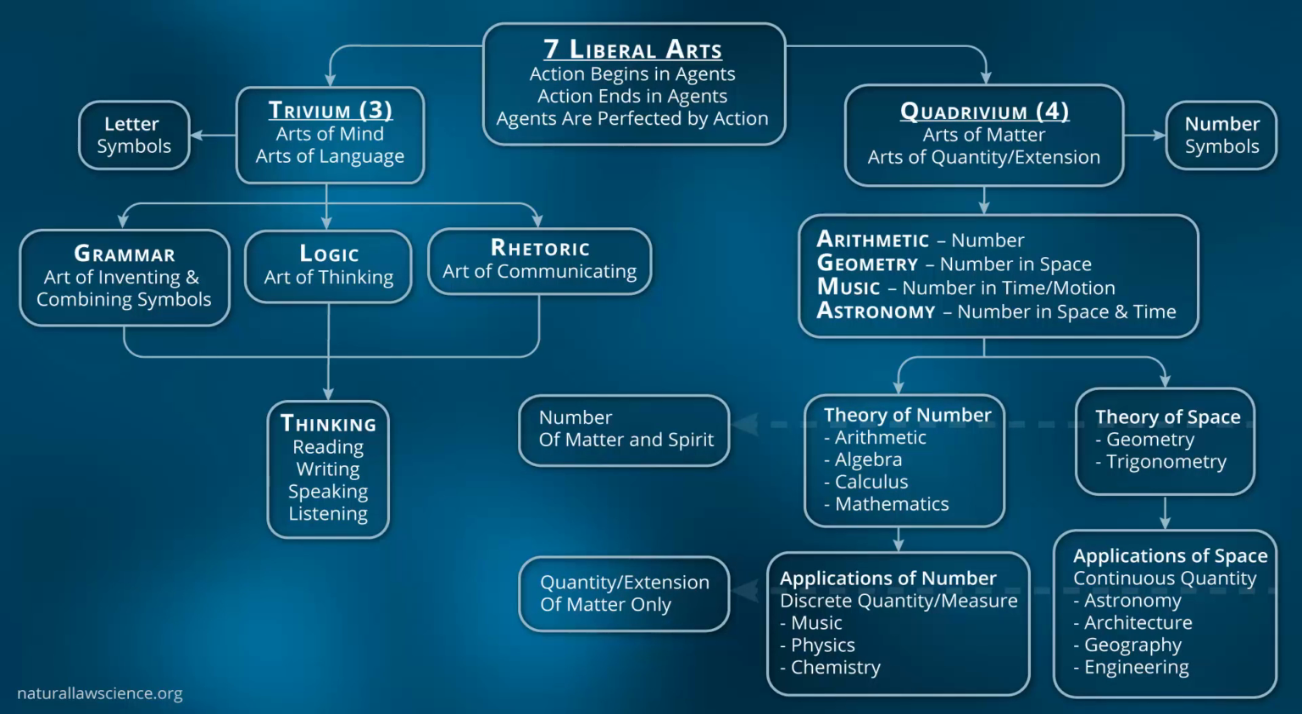The theory of number leads to the application of number. The theory of space leads to the applications of space. And these applications deal with quantity and extension, and they're of matter only. So in the application of number, you have music, physics, chemistry, which all deal with matter. Music, you need a musical instrument to play with it. You can create it with your vocal cords, but that's still in matter. Numbers are abstract. Then we can apply them in reality.